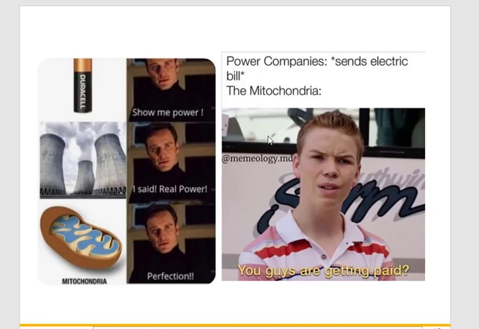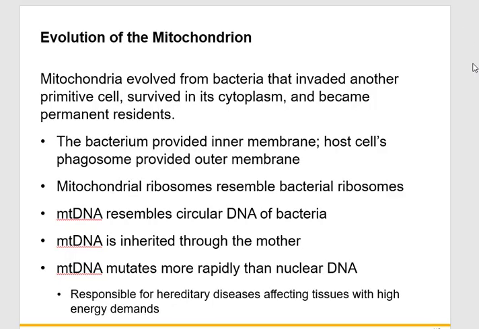And so here's one of the memes that I enjoyed. It is, if you want power, you can use a battery. If you want real power, you can have nuclear reactors. But if you want a lot of power, you need a mitochondria. And then here's the guy representing a mitochondria. And he says, you guys get paid? I guess mitochondria are like those people that stand by the side of the road and say, we'll work for food. Because that's what they do.